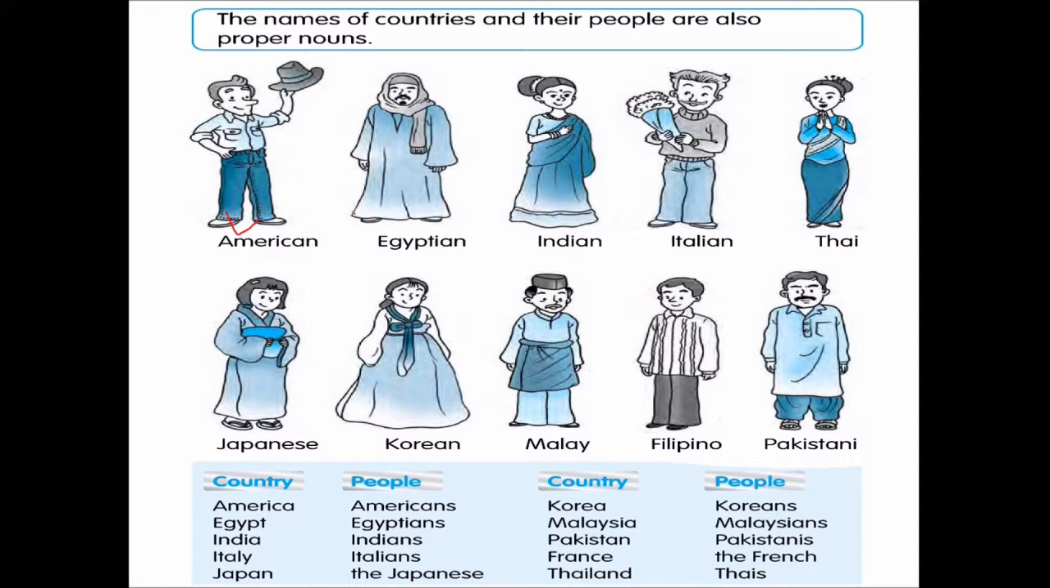The names of countries and their people are also proper nouns, like American, Egyptian, Indian, Italian, Thai, Japanese, Korean, Malay from Malaysia, Filipino, Pakistani. These are all countries: America, Egypt, India, Italy, Japan. People like Americans, Egyptians, Indians, Italians, the Japanese. I am from India, so I am an Indian. Korea, Malaysia, Pakistan, France, Thailand. So Korea, Koreans; Malaysia, Malaysians; Pakistan, Pakistani; France, the French; Japan, the Japanese; and Thailand, Thais.